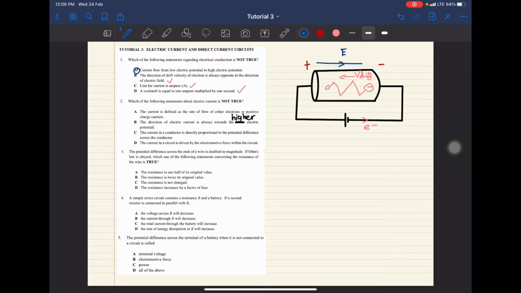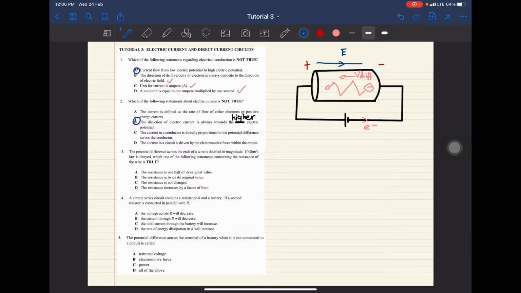Okay, question number 2. Which of the following statements about electric current is not true? I changed the answer a little bit, so obviously that one is the answer. 2A: The current is defined as the rate of flow of either electron or positive charge current. That one is correct. B: The direction of electric current is always towards the higher electric potential. This one is wrong, same answer as question number 1. It is actually moving from high to lower potential.